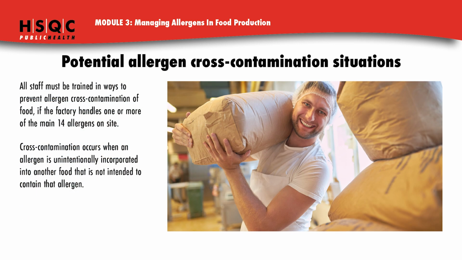Potential allergen cross-contamination situations. All staff must be trained in ways to prevent allergen cross-contamination of food if the factory handles one or more of the main 14 allergens on site. Cross-contamination occurs when an allergen is unintentionally incorporated into another food that is not intended to contain that allergen.